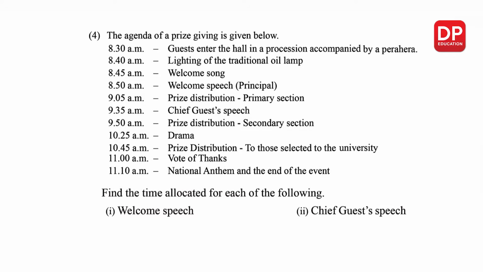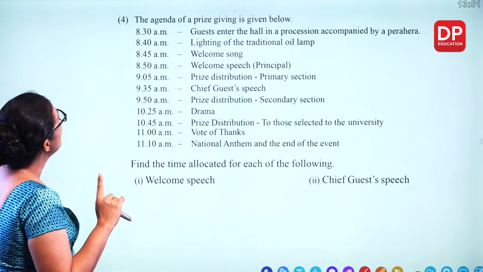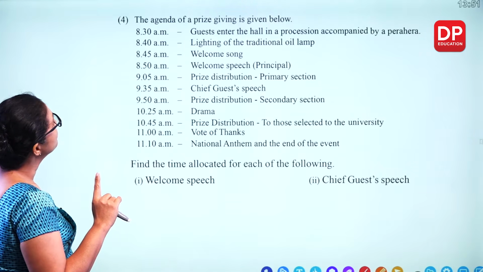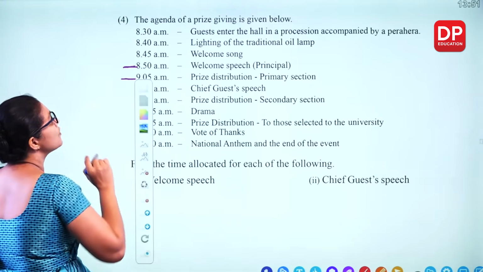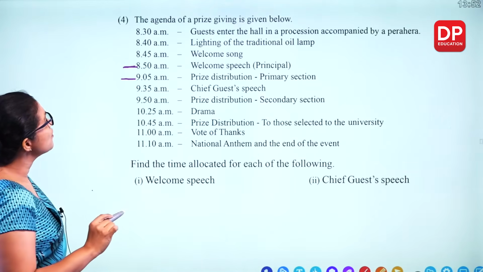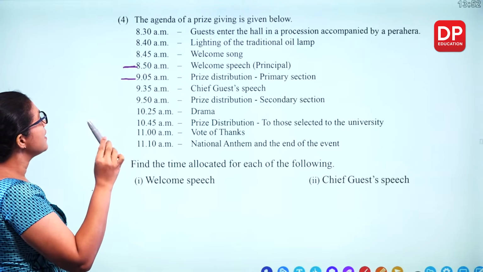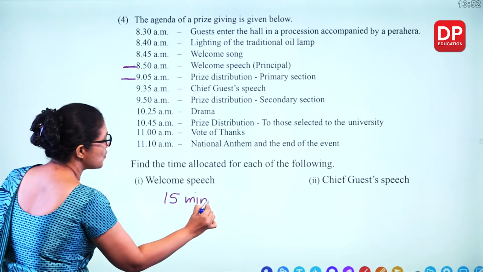Question number 4. The agenda of a prize giving is given below. So times are given. Find the time allocated for each of the following. First one is welcome speech. Welcome speech is which one? Here to here. So you have to take the difference between that. 8:50 to 9, that's 10 minutes, and another 5 minutes, 15 minutes. 15 minutes welcome speech.